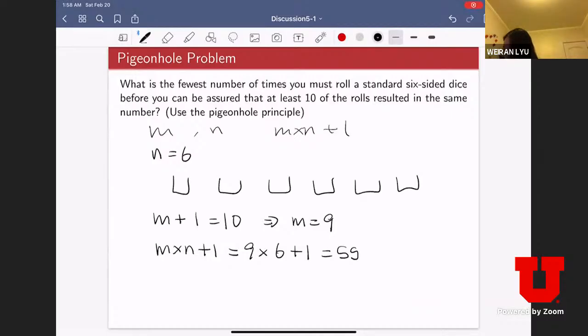Any questions on this one? Yeah, since it's asking for the fewest number of times, don't we also need to show explicitly that anything less than 55 rolls wouldn't result in the correct overflow, and anything more than 55 rolls would result in a greater overflow than 10? So the equation right here actually assures that it's the fewest number of times you must roll, because you have m plus 1 equals 10, that's actually the least number in one box.